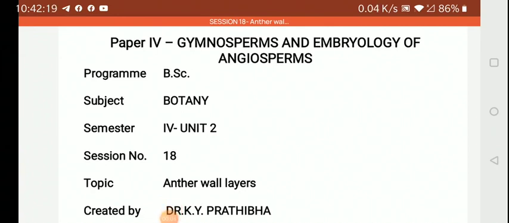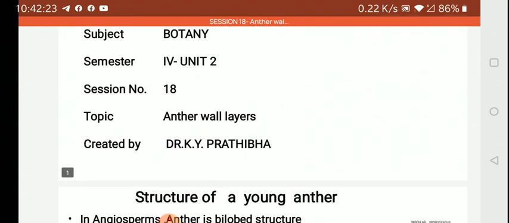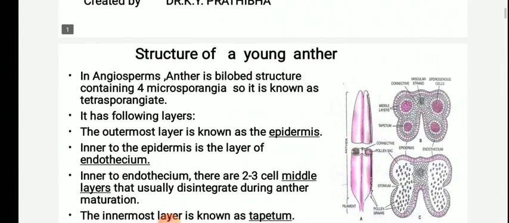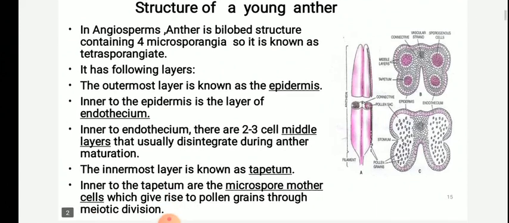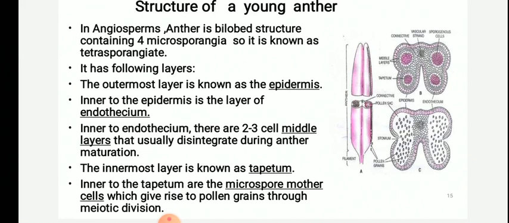I'm Dr. K.Y. Pratibha. In this session, I would like to talk on anther wall layers. In the previous session, we had studied about the development of the anther. In angiosperms, anther is a bilobed structure containing 4 microsporangia, so it is known as tetrasporangiate. The anther has the following layers.